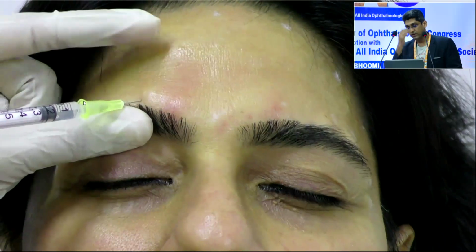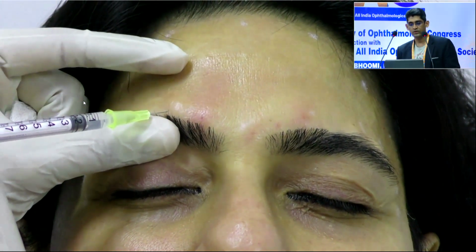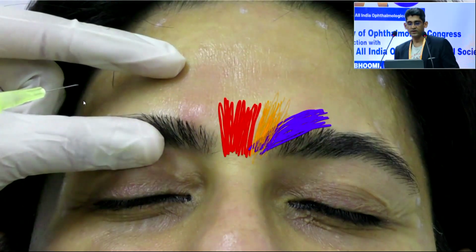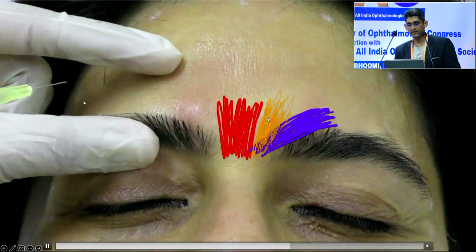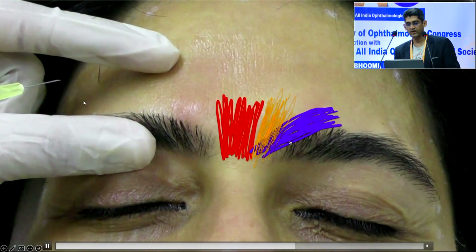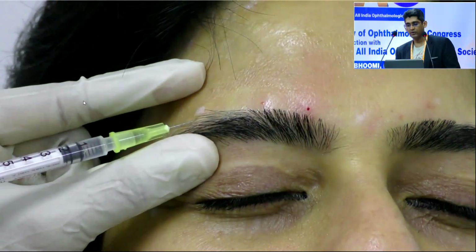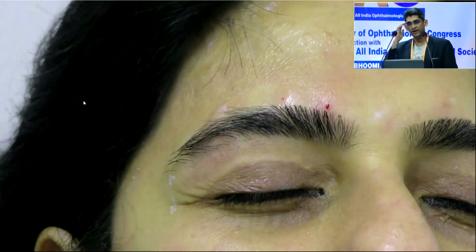So this is the tail of the corrugator which is being targeted. Around 2 to 3 units here and around 3 to 4 units in the main belly of the corrugator are targeted. And then you shift to the lateral eyebrow. Now the red muscle is the procerus. This is depressor supercilii, which is lower, and this is the corrugator. Now when you go to the lateral part of the eyebrow, this is more commonly used for women who want an arched eyebrow.